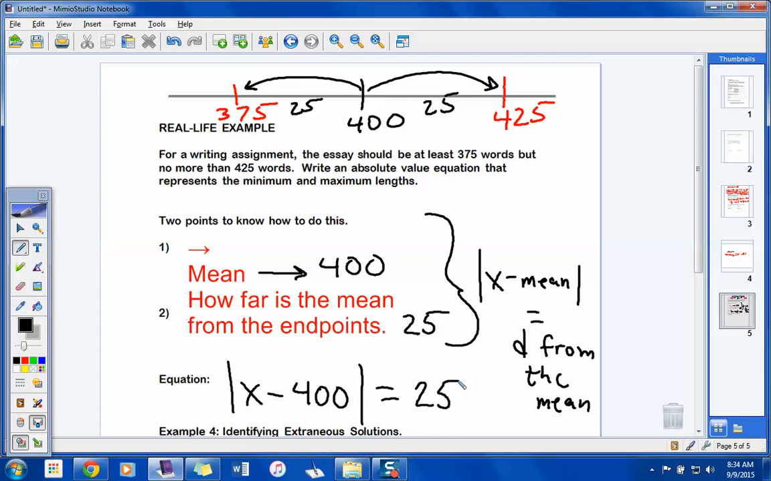And then let me show you something real quickly here, guys, in terms of this working or not working. I'll know this is true if you take your endpoints and plug them back in. Guys, what was the first endpoint, or the lowest number of words in the essay? Okay, do this for me. Somebody punch up 375 minus 400.